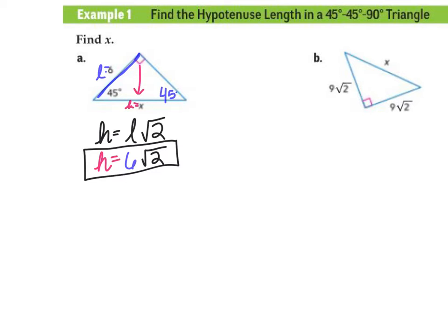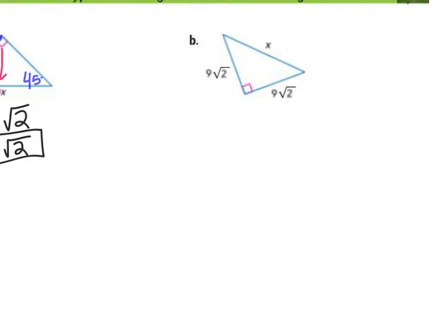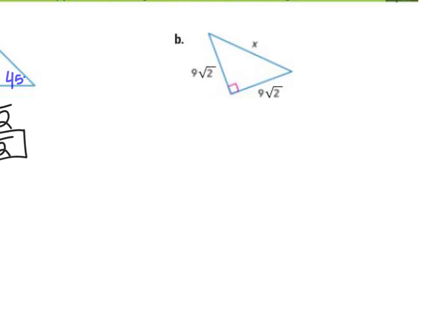Moving on to the next example. Let's label what we have. Our hypotenuse is our missing length. We have 2 congruent legs, and they are 9 square root of 2 as values. So let's find out that hypotenuse value. Start with your formula. Hypotenuse equals leg, which is 9 square root of 2, times the square root of 2.